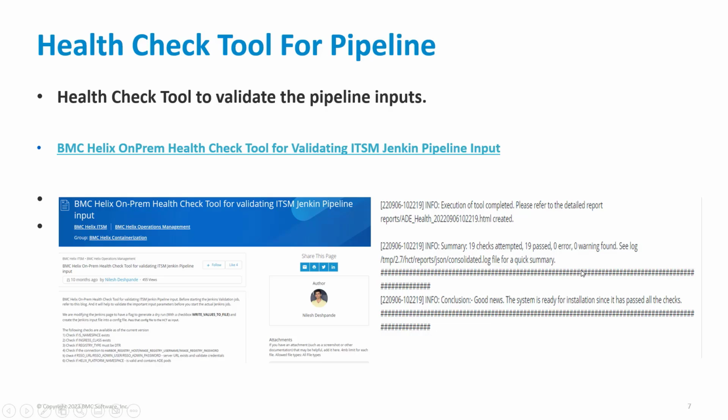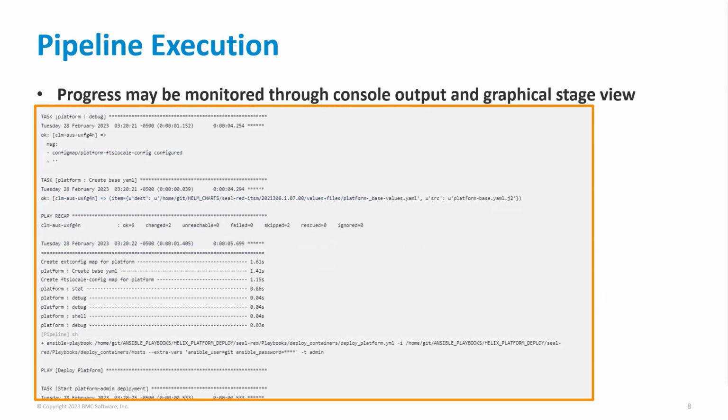So to get more understanding, you can go through this Helix health check tool for the pipelines. Now your health check has passed successfully and everything is looking good. What to do in that particular situation?